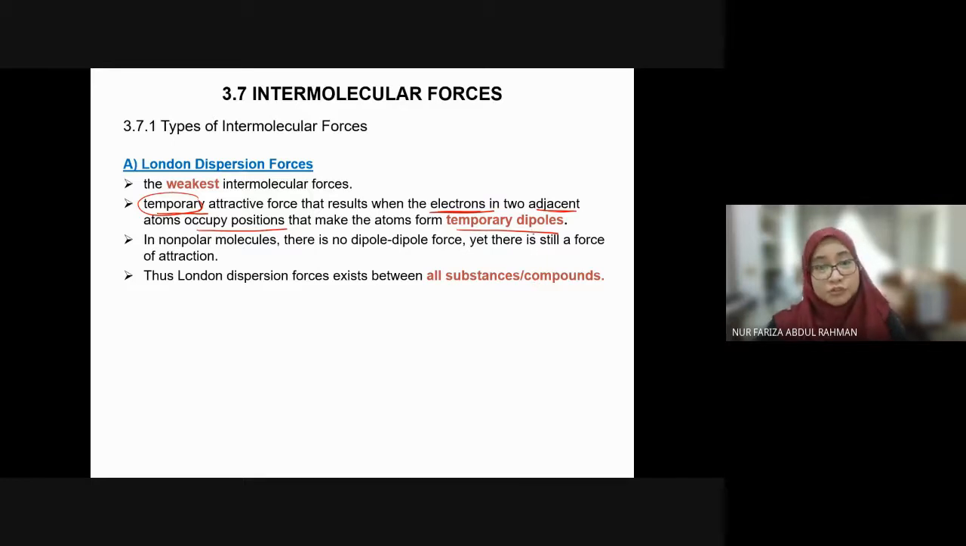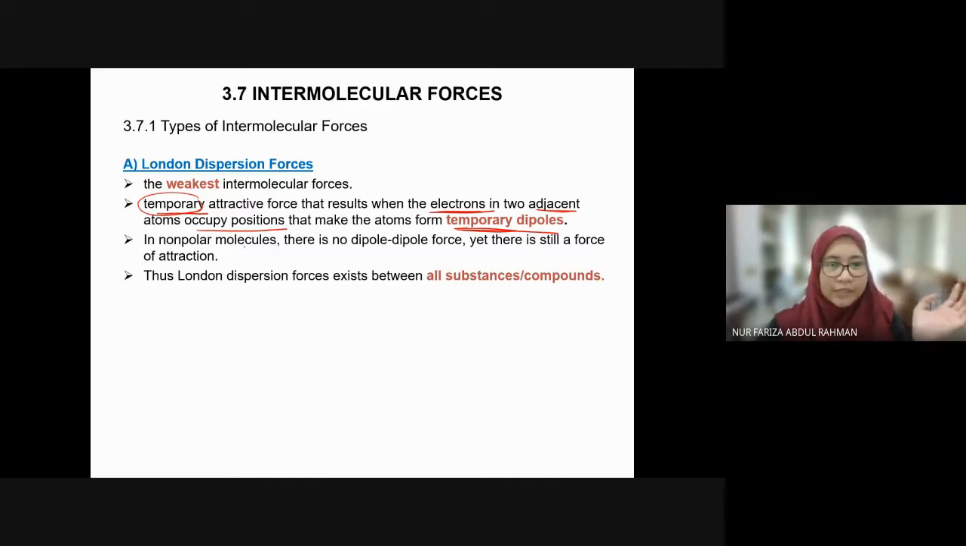You have been introduced to dipoles previously in the polarity subtopic. Di stands for two, poles means poles. It has two poles, a positive pole and a negative pole. Normally in polarity, we learn permanent dipoles. In this subtopic, in London dispersion forces, we have temporary dipoles. The dipole forms for a moment, then later there is no dipole anymore. That is what we call temporary.